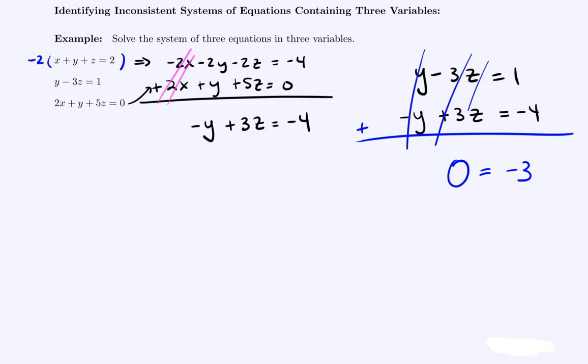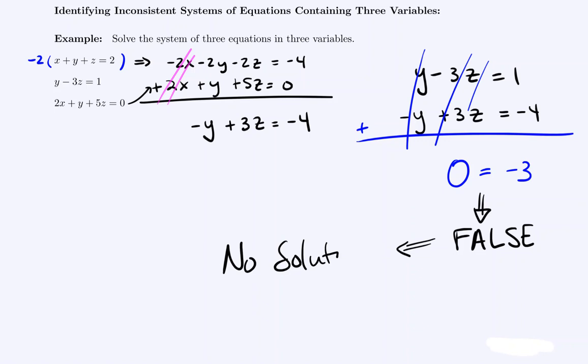But is 0 equal to -3? Definitely not. That's a false statement, which, since we did not make any mistakes, but we came to this false statement, that implies that there is no solution. So that would be our answer here.